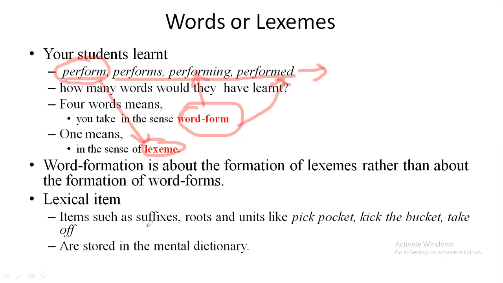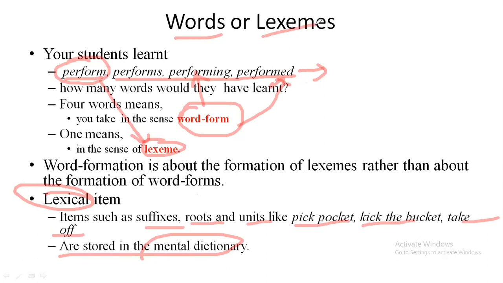So look at here. Items such as prefixes, roots, and unit like pickpocket, pocket, take off, right? That is stored in our mental dictionary. It's a different lexical item. Do you have any question here about words and lexemes?